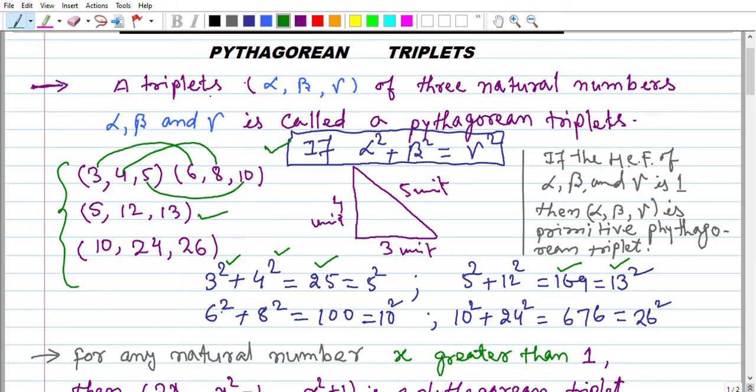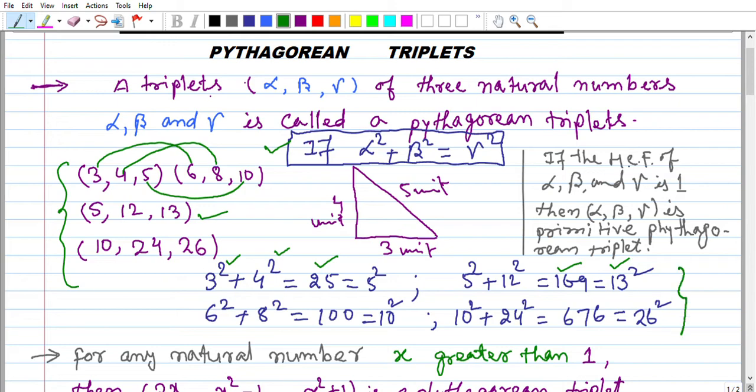Next I have taken 6 square plus 8 square, it becomes 100 after computing, and 100 is the square of the natural number 10. And next I have also taken 10 square plus 24 square. After computing we get 676 equal to 26 square.